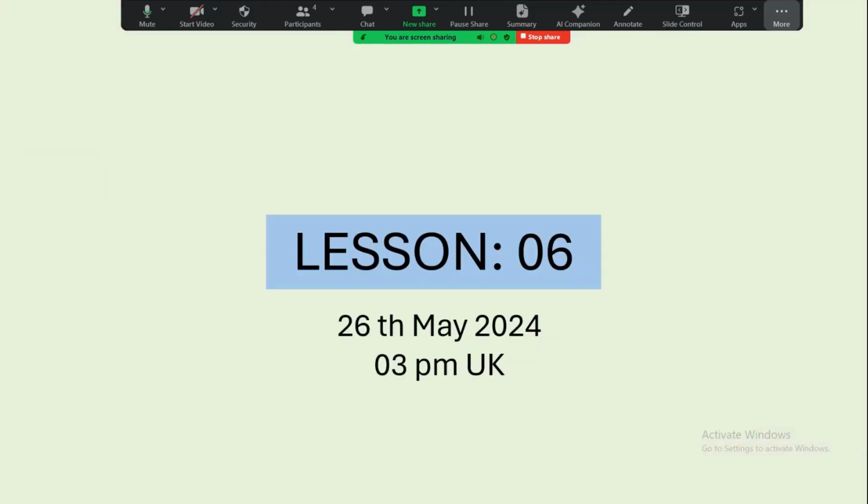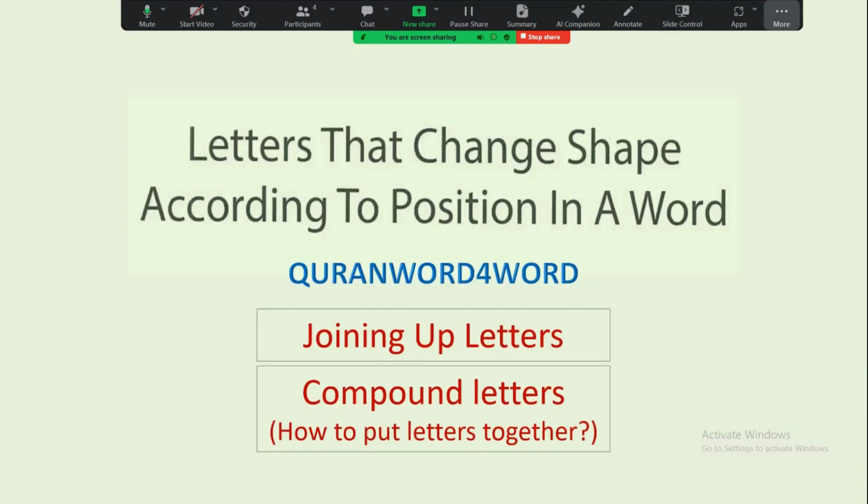So we will have our lesson number 6 today, inshallah. And yes, the topic that we will cover for today will be letters that change their shape according to the position in a word. And also, I have written the subheadings as well for this topic, that is the same as the way we join up the letters. That is the same topic. And also compound letters, we can also say this as well. And we can say how to put letters together.